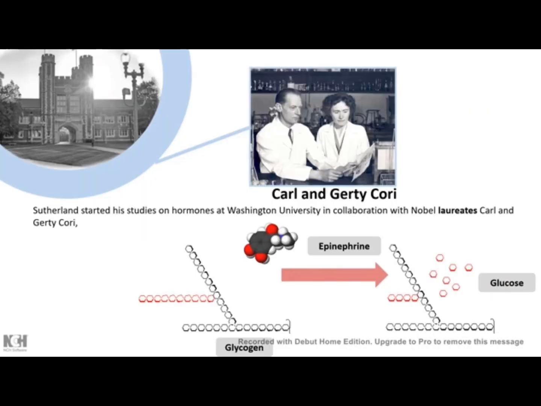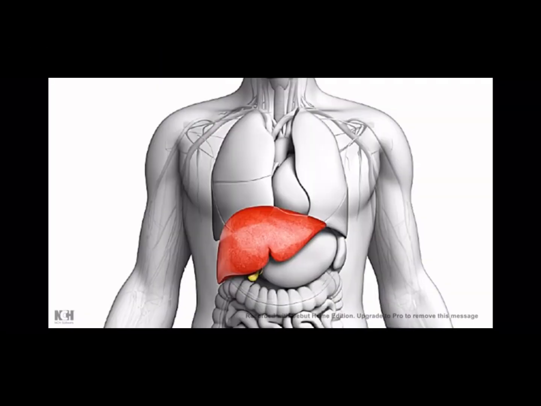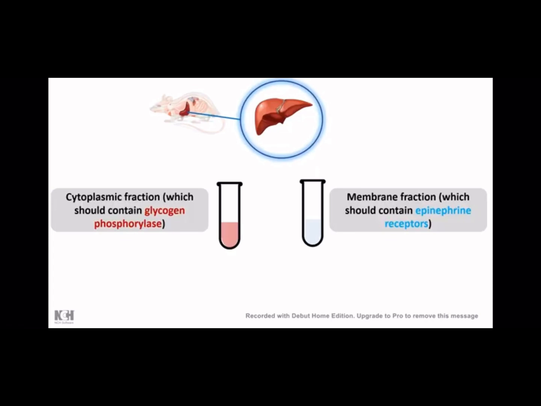So when Sutherland moved to the Washington University with his collaborator, he discovered the epinephrine or adrenaline can lead to the breakdown of glycogen to glucose via the process called glycogenolysis, which happens in the liver. So he used a mouse liver, then he centrifuged them into two fractions, the cytoplasmic fraction and the membrane fraction. Obviously, the cytoplasmic fraction contained the enzymatic components and the membrane fraction contained the receptor molecules.